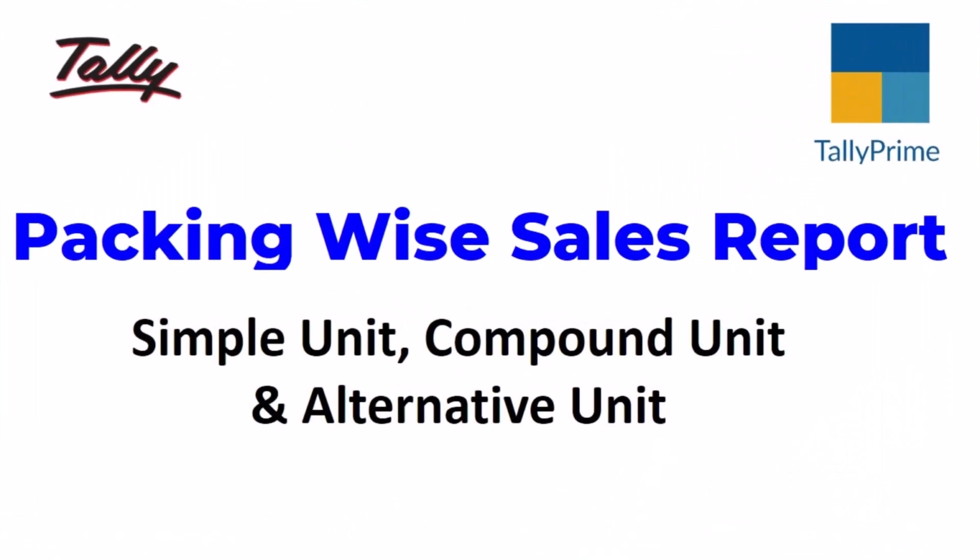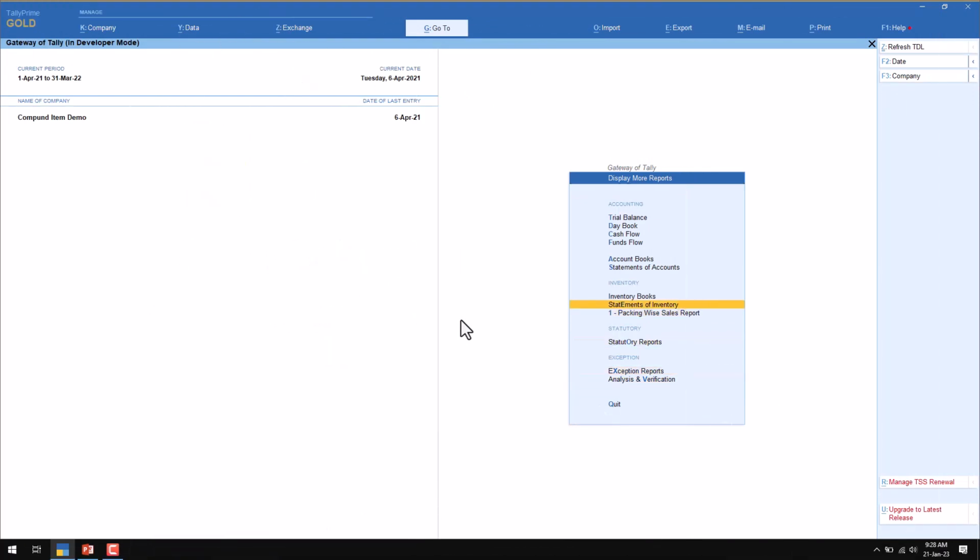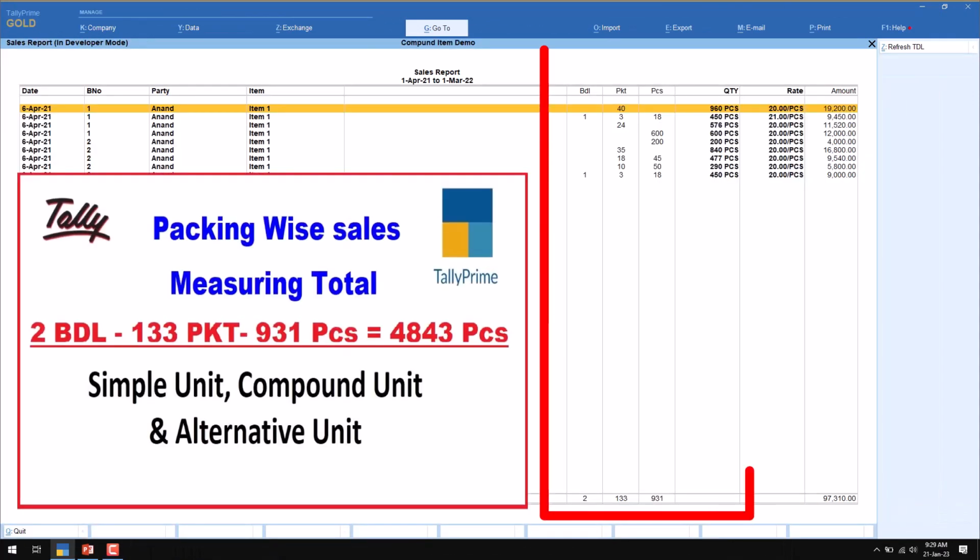At the end we have a report also. Now here in the display, we have packing wise sales reports. Now look at it here. It shows all the transactions, what items are sold, how many bundles or packets and quantity, rate and amount. It's a beautiful model for those having a multi-unit model.